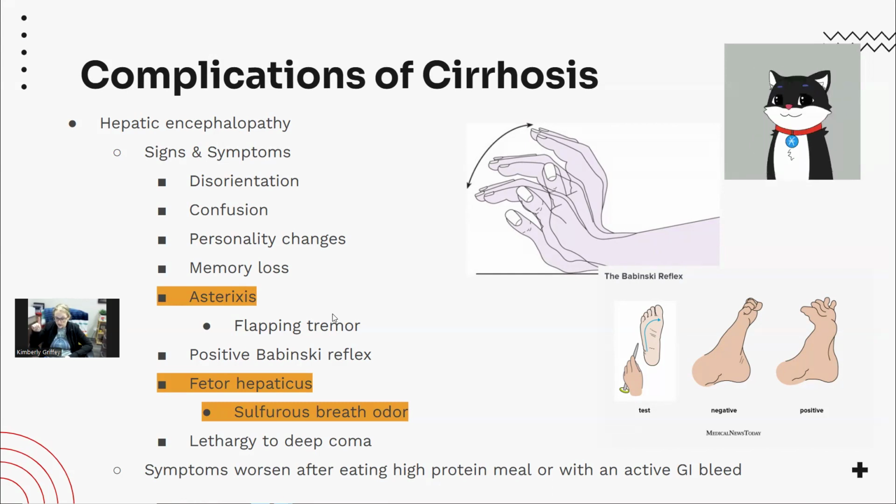They'll have a positive Babinski reflex. So when you stroke their foot, it causes the great toe to extend and the other toes fan out. With a negative Babinski, the toes should curl. But if it's positive, their big toe and everything will kind of fan backwards. That's not a normal thing. We don't want that. They're also going to have that fetor hepaticus. That's that sulfurous breath odor. They could be very lethargic and go even into a coma. And then these symptoms will worsen after eating a high protein meal or if they have an active GI bleed.